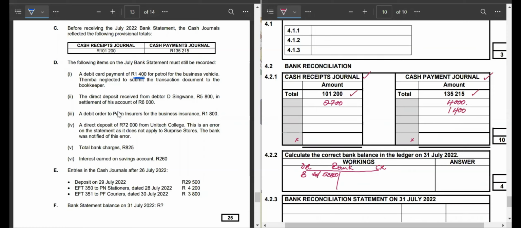Number 2, the direct deposit received from debtor D Singwane, 5,800 in settlement of his account of 6,000. So he has paid us 5,800.